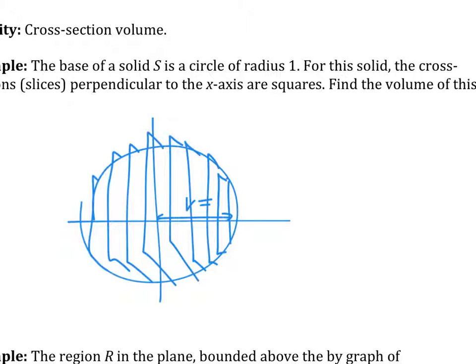Now the solid has to do with the cross-section you use, right? This one is using a square, so we're going to have to figure out the area of that square, and then we're going to add up all those squares. So, this is the square we're going to use.